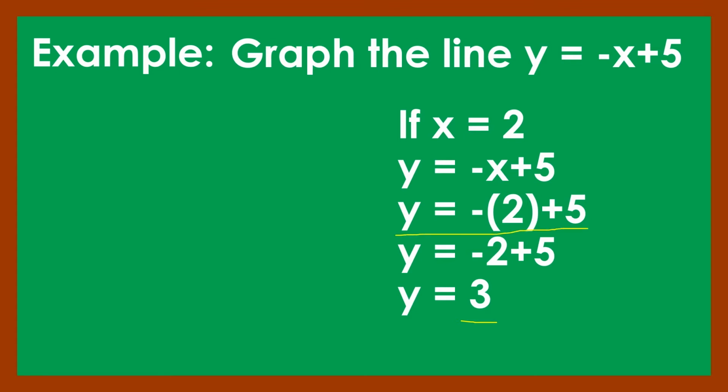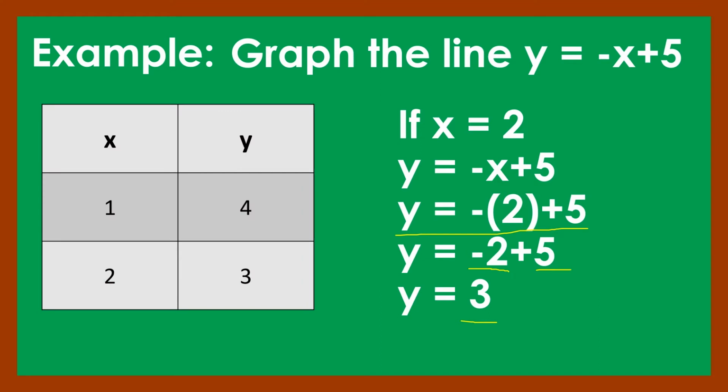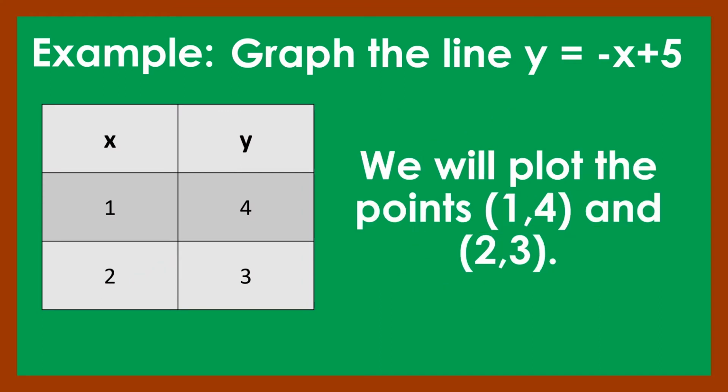Negative times 2, that becomes negative 2. So negative 2 plus 5, that would be equal to 3. So the next ordered pair becomes 2, 3. So we have now the 2 points, 1, 4, and 2, 3.